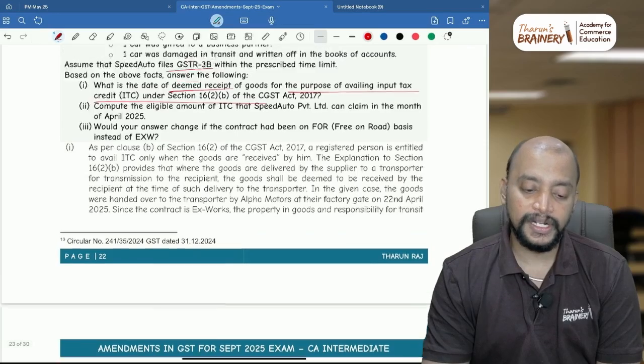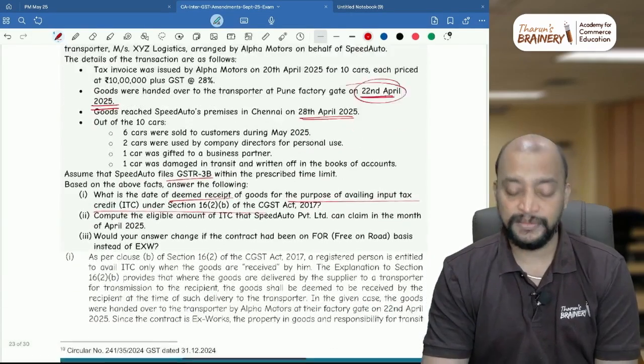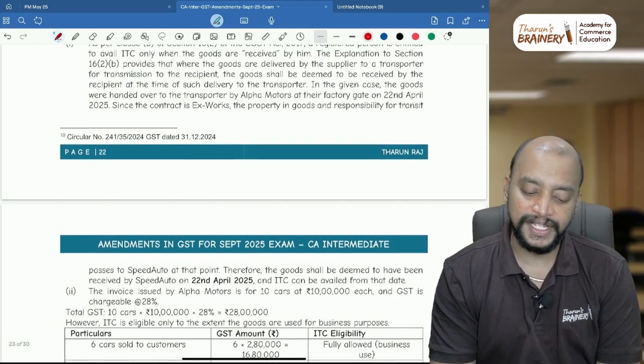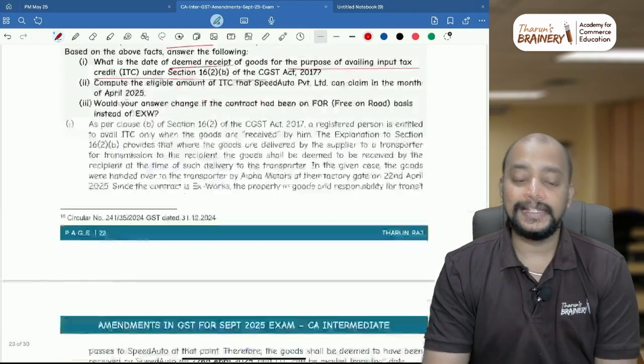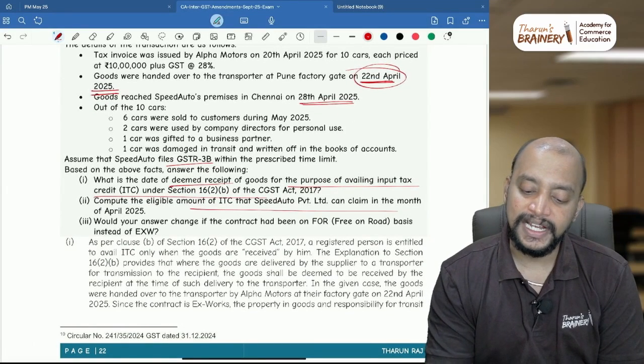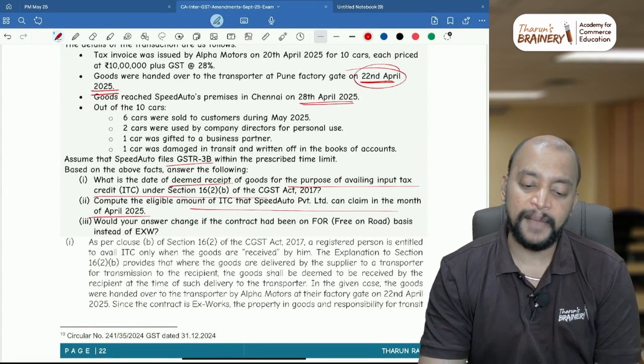Okay, the recipient, Speed Auto Private Limited, has received the goods. So therefore they can take ITC. So 22nd April will be taken as the date of receipt of goods. Compute the eligible amount of ITC that can be claimed in the month of April.